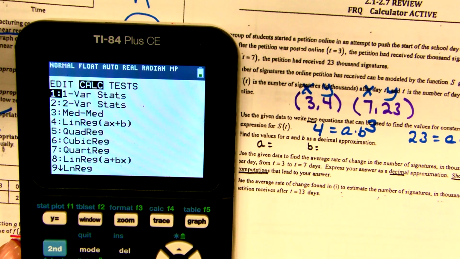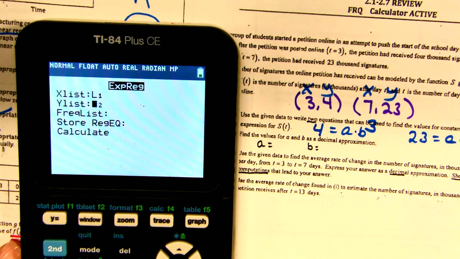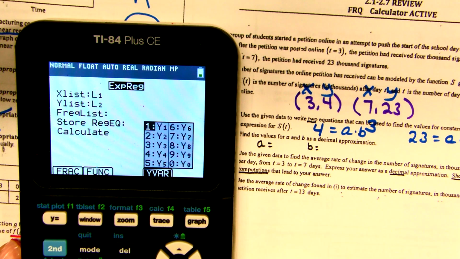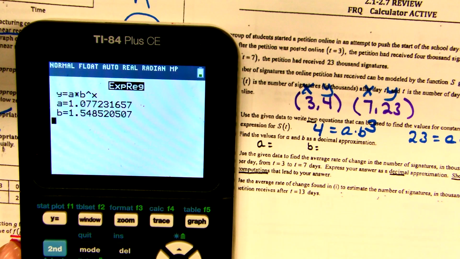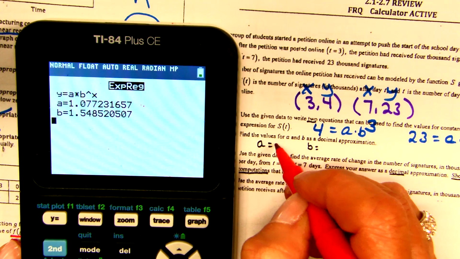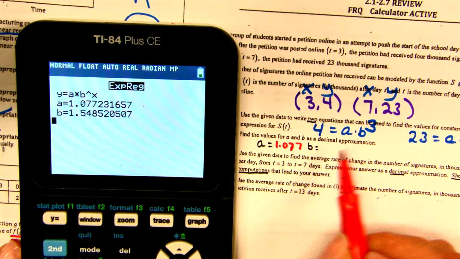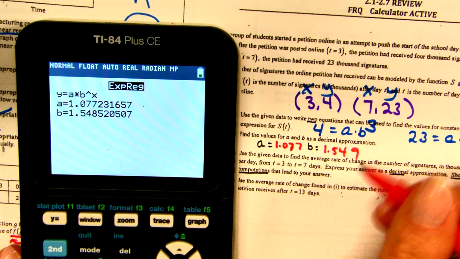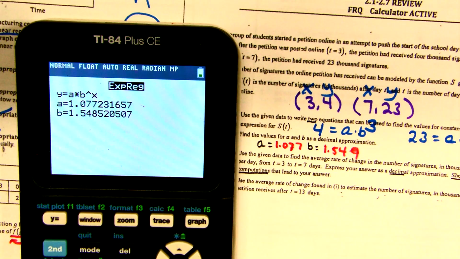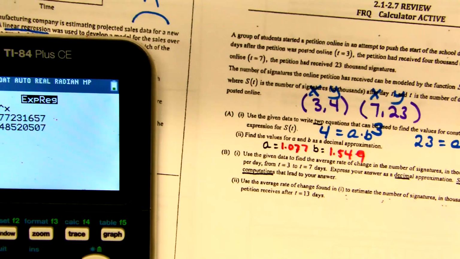Stat, calc, 0. Let's store it. Alpha trace. Enter, enter, enter. There's your A. There's your B. Always round to 3 decimal places. Right? That's a 9. Easy enough.